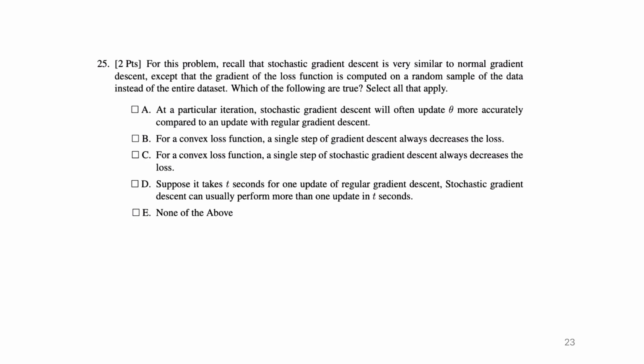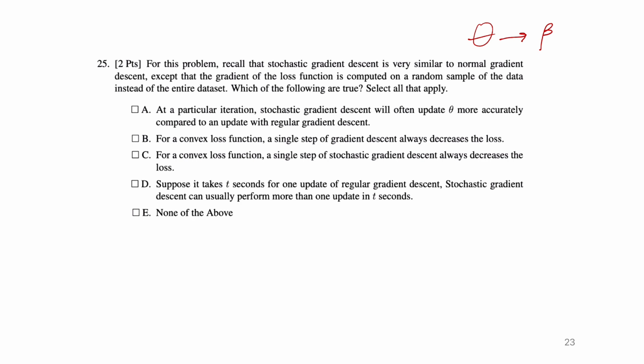A: at a particular iteration, stochastic gradient descent will often update theta more accurately compared to an update with regular gradient descent. In this semester, theta was equal to beta. How many people think this is true? How many people think it's false? Okay, it is false, because stochastic gradient descent will most likely update it to be an estimation of the true beta value.